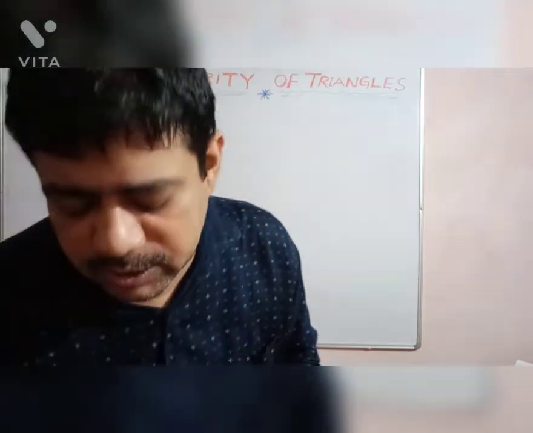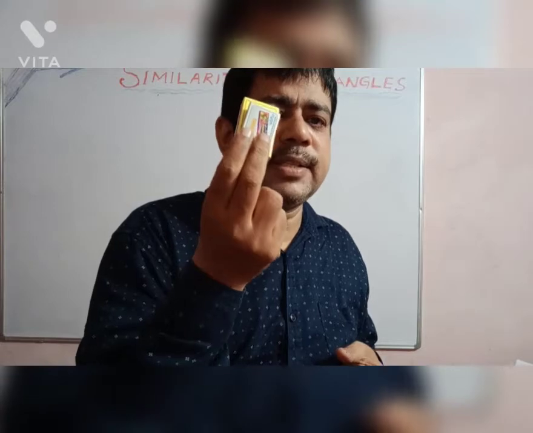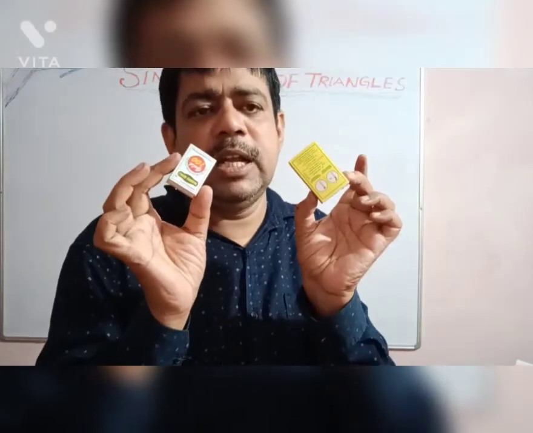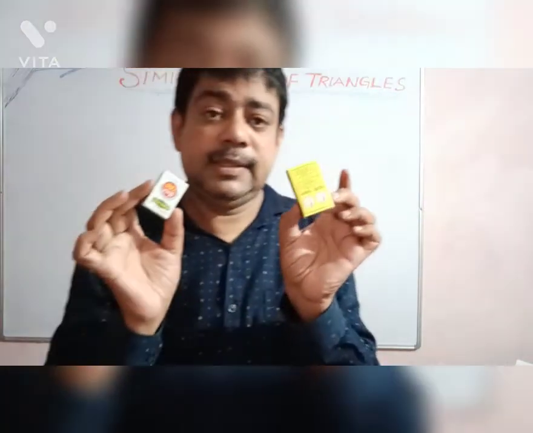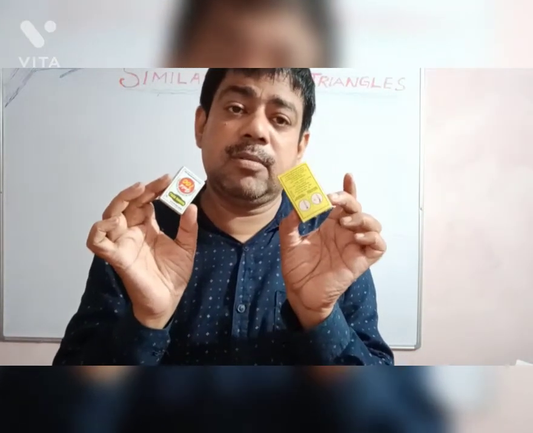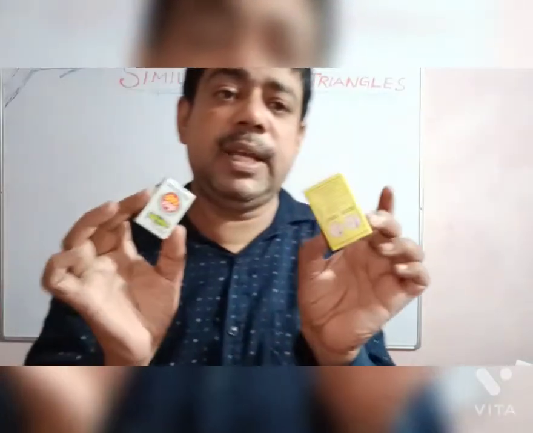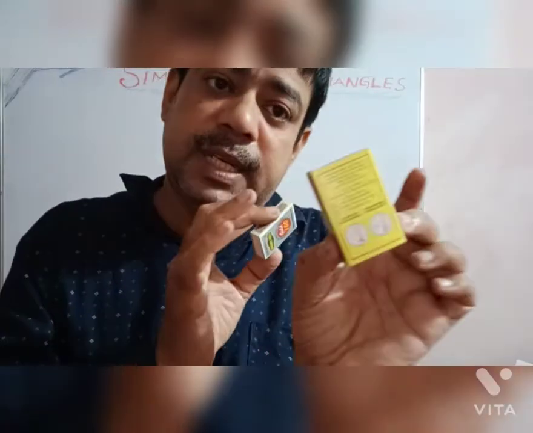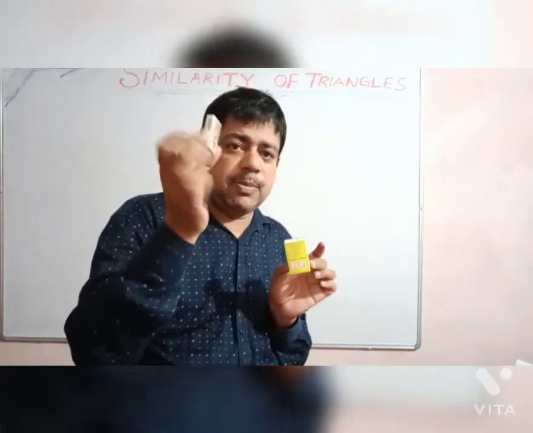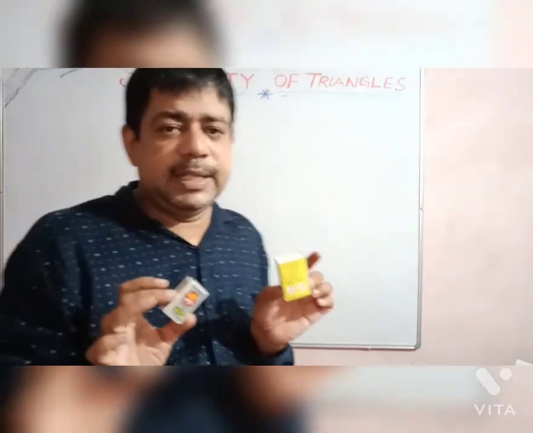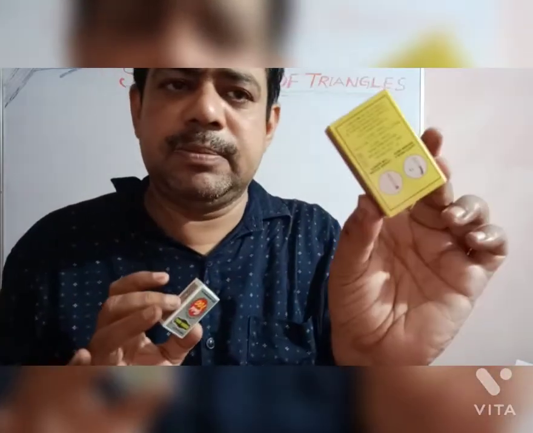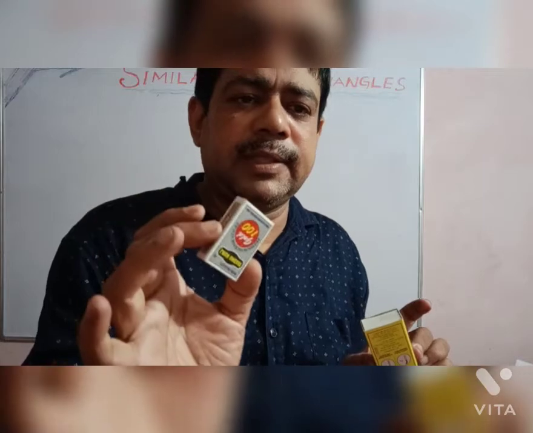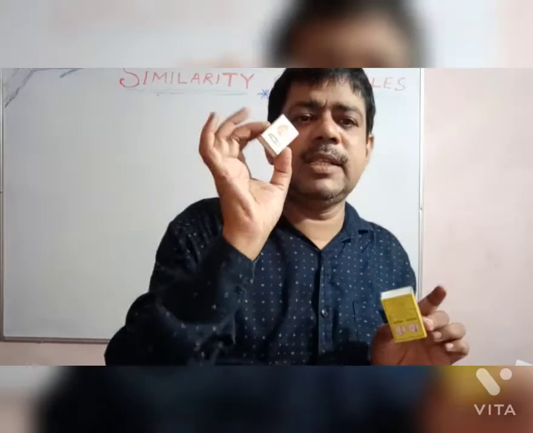But if you see this type of object, there are two matchboxes. What are you finding here? Are they congruent? No, these two objects are not congruent. Why? Because the shape of this object is a cuboid, and the shape of this object is also a cuboid, but you will find their corresponding sides are different. The length, breadth and height of this matchbox are entirely different from the length, breadth and height of this matchbox.